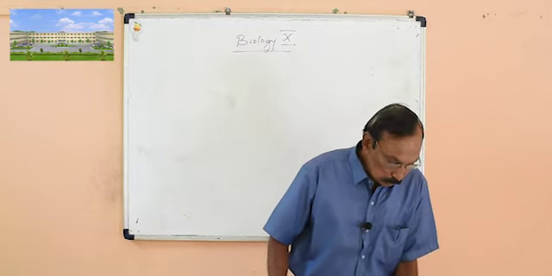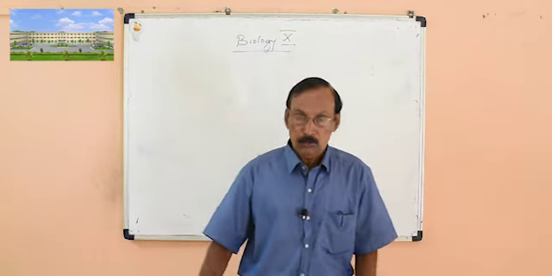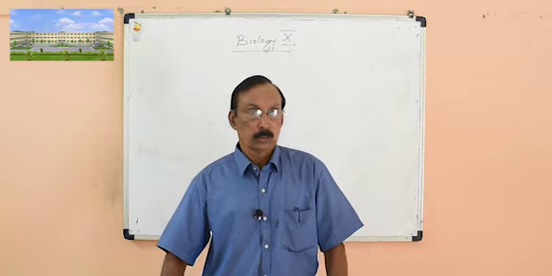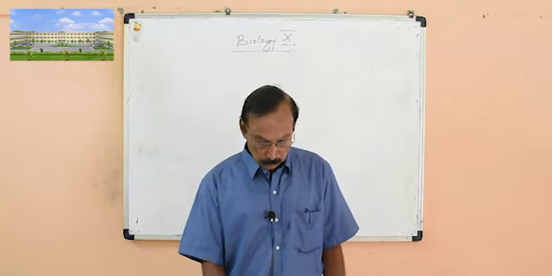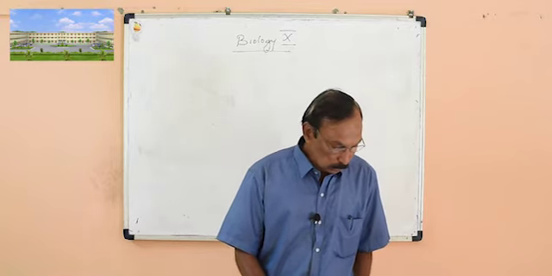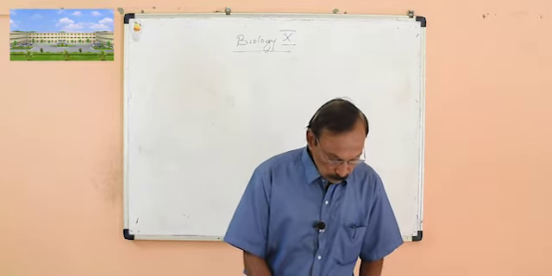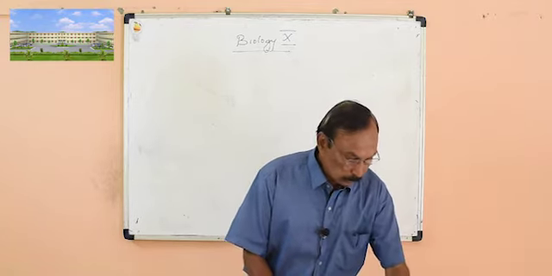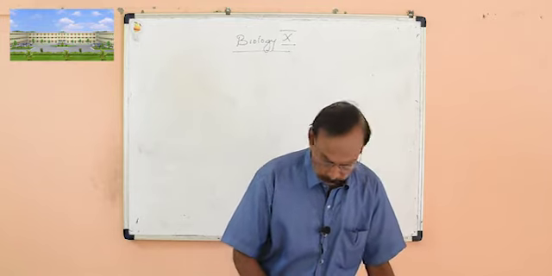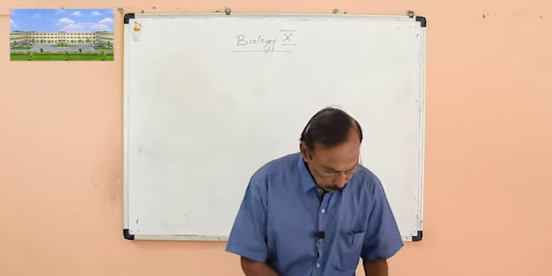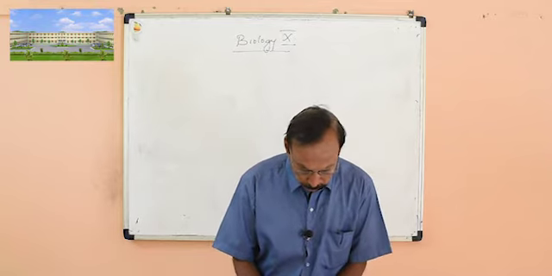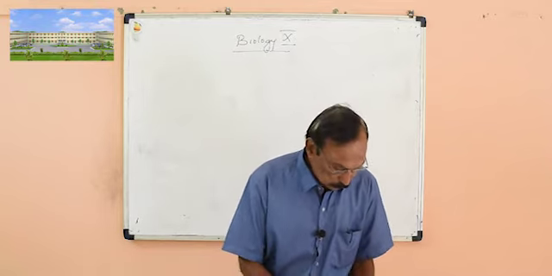Then we also studied that a new plant can arise from leaves. Bryophyllum is an example. In Bryophyllum, you studied that the notches of the leaf can develop into a complete plant. So the example is Bryophyllum, and that is where we stopped.